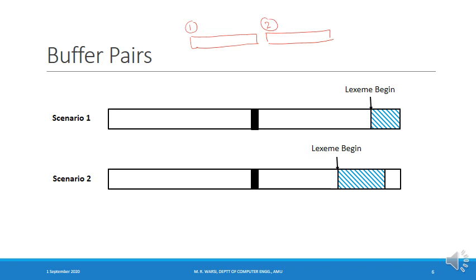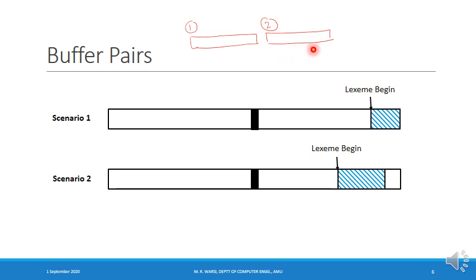How does this scheme work? I bring the first segment of the source program into buffer number 1 and I scan from buffer number 1. When I reach the end of buffer number 1, then I start using the second buffer. I bring the next segment of the source program into buffer number 2. I do the scanning from buffer number 2.